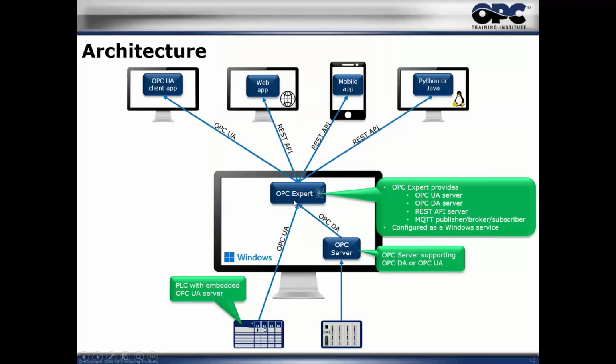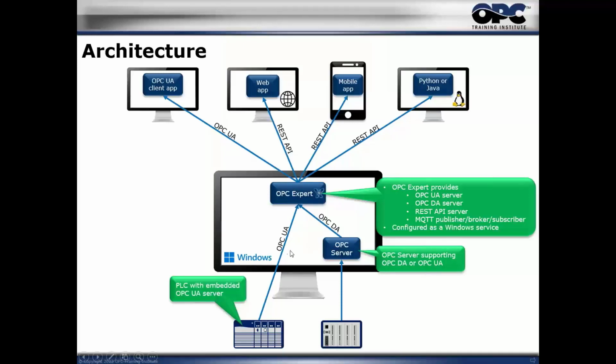Now this guy's got OPC UA, a UA server, it's got a DA server, a REST API server, MQTT, all sorts of different ways to get the data in, and a bunch of different ways to get it out. In this case, I'm just focusing mostly on REST API, with an OPC UA example here on the side.